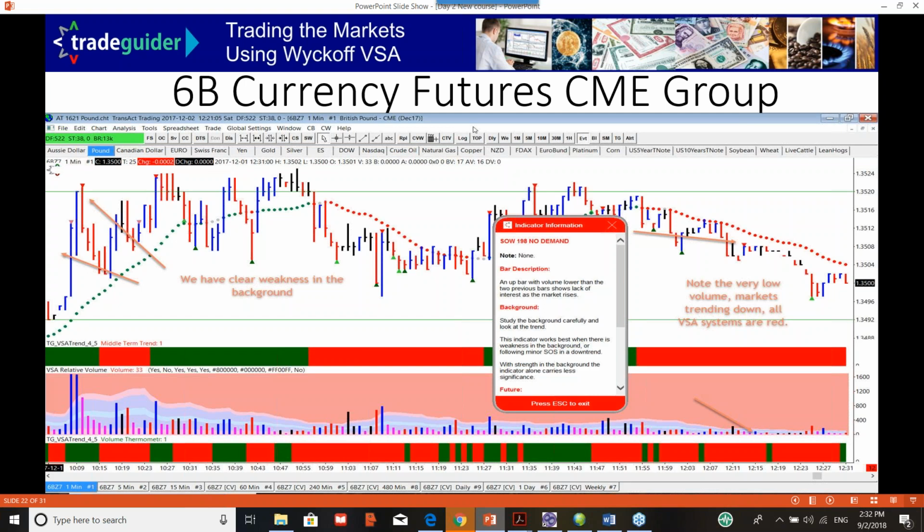Okay, SC, where are the entry points on this chart? There's only one. There is only one entry on this chart. I'm pointing at it right now. There's one entry. That's it.